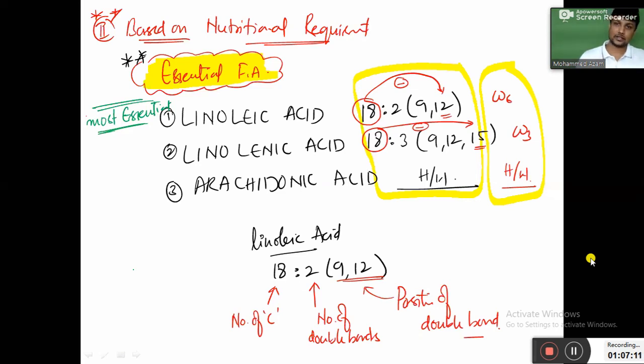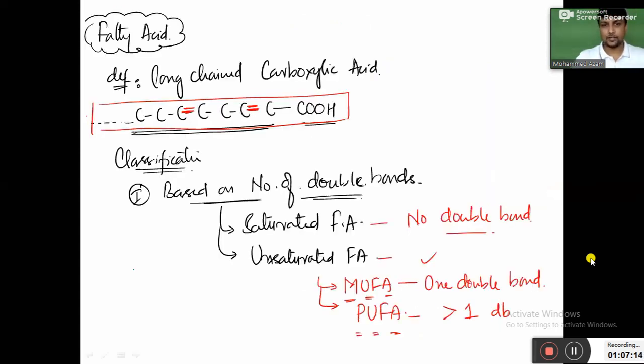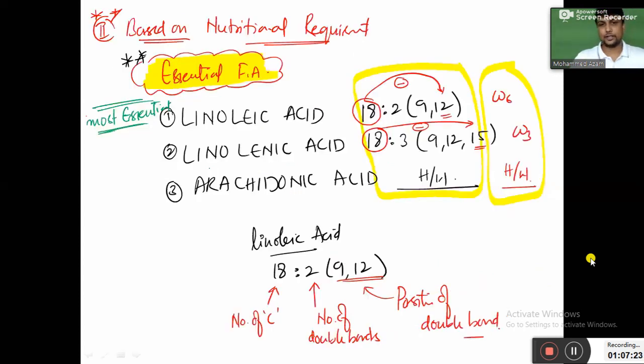And that completes the definition of fatty acid, the classification of fatty acid based on double bonds, and the classification of fatty acid based on nutritional requirement. I want you to remember only the essential ones, because these three are essential. Any other fatty acid you come across in your life is a non-essential fatty acid, and there's no need to learn about that. Now that all the easy topics are done, sir, welcome to the most difficult topic.